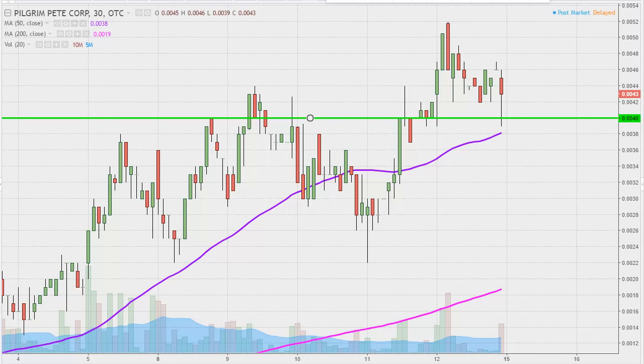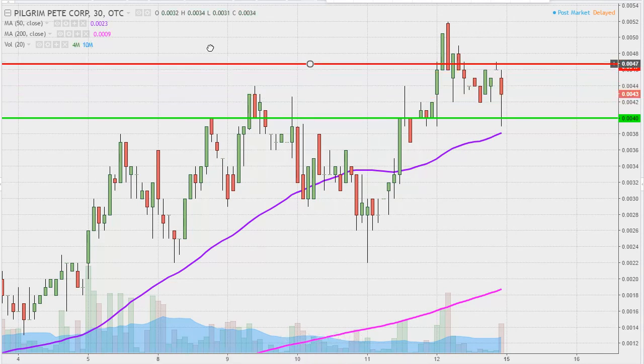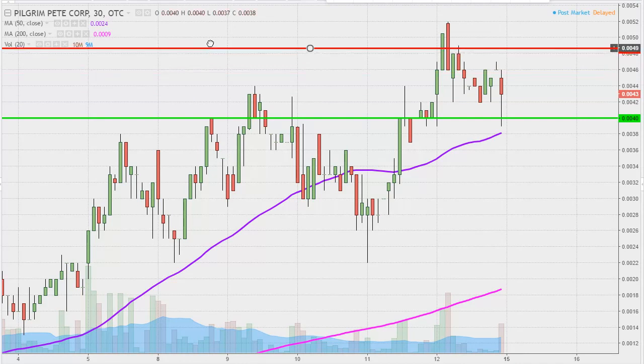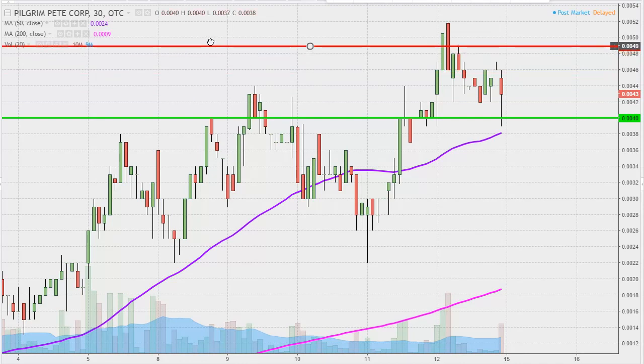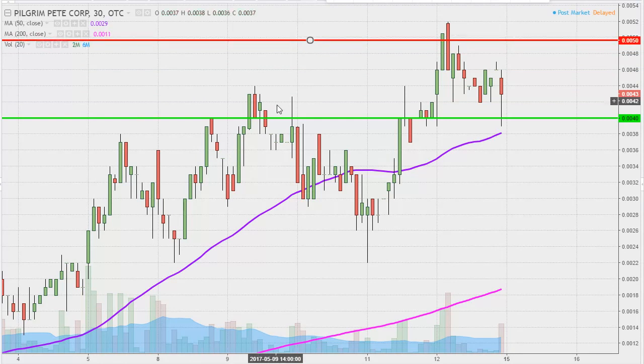What about areas of resistance? As far as resistance is concerned, I'm just going to talk about one of them, and I'll explain that in a second. It's all about the level right up here around 005, give or take a little bit. I'm only focusing on one level of resistance because, in my opinion, breaking levels of resistance at this point in time is not really a top priority.